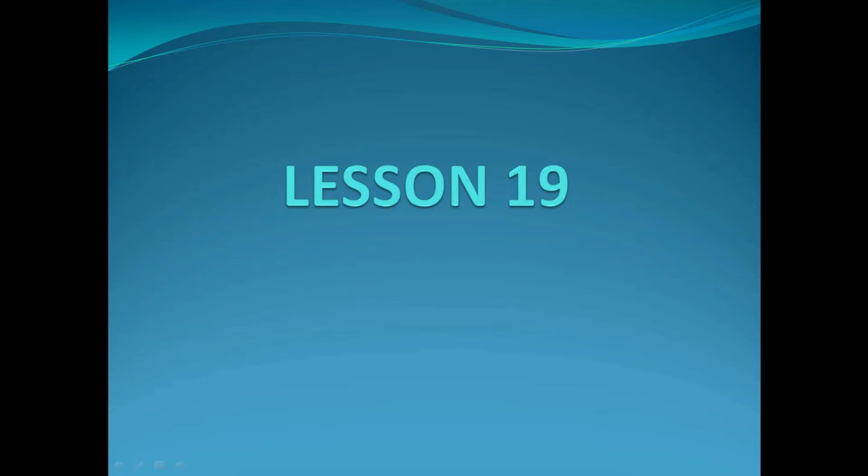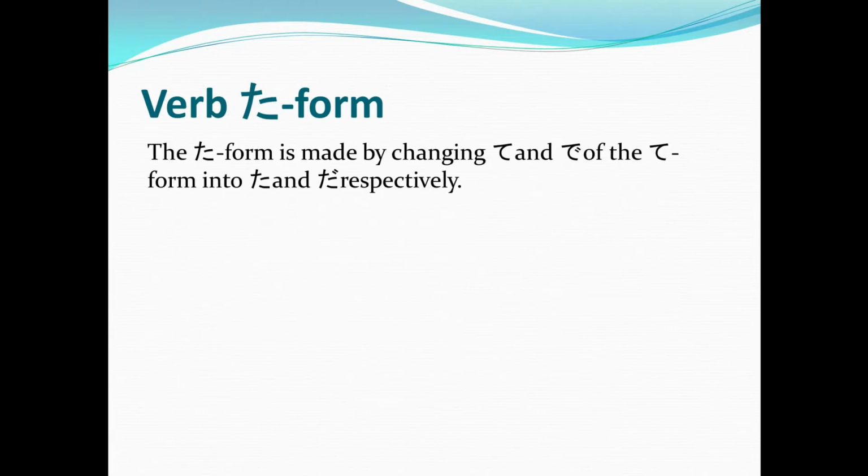So in the previous lessons, we've discussed the verb te form, verb nai form, verb dictionary form, which we can also call the verb rule form, and of course now, as I've said, verb ta form. This is the last verb conjugation that we will be discussing. The ta form is made by changing the te and de of the te form into ta and da respectively. Since you already know how to change a verb into te form, changing a verb into ta form is very easy.